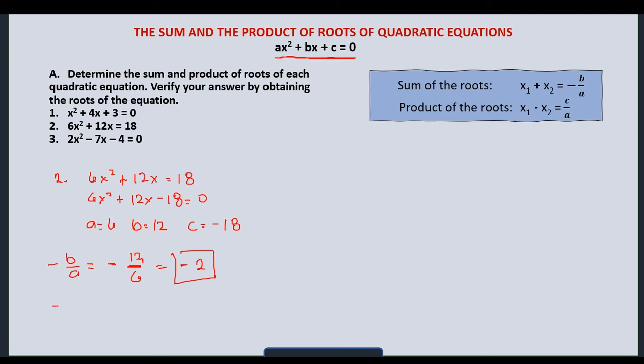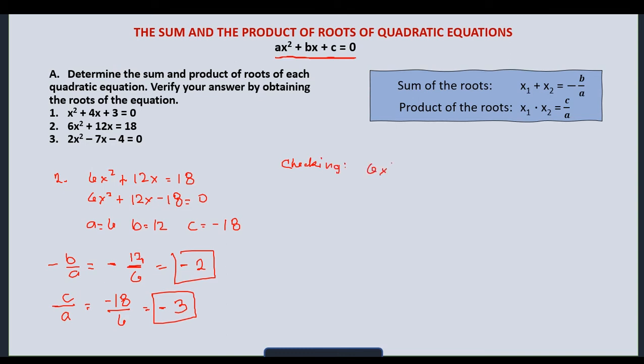Next, the product of the roots, which is c over a. So the product of the roots is c over a, equals c is negative 18 over a is 6. Simplifying, negative 18 over 6 will give me negative 3. So this is the product of the roots. Now, to verify our answer, let's do some checking.